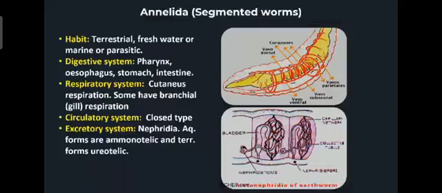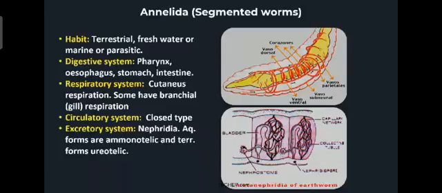Now, we'll study the characteristics of this phylum Annelida. So, as I told, these are called as segmented worms. So, habit, where they are living. So, these are terrestrial, freshwater or marine water or parasitic. Okay. Then, these animals are bilaterally symmetrical and have organ system level of organization. Clear? Then, what about the germ layers? They are triploblastic, 3 germ layers are present, and these animals are coelomate animals.